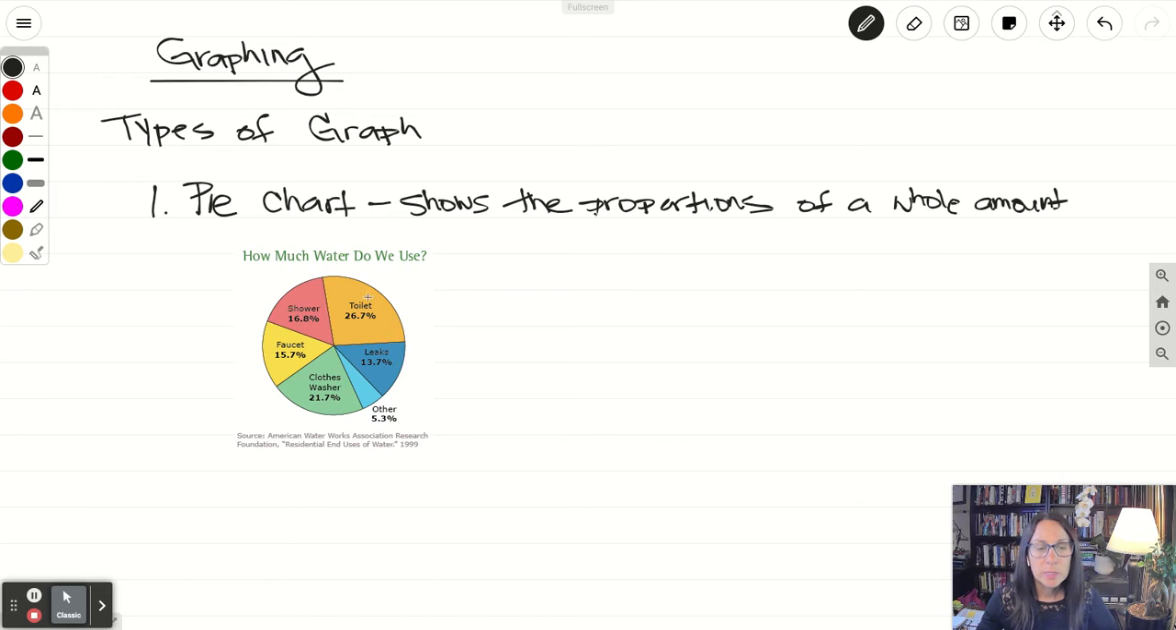And so you could see in this orange section, the toilet uses 26% of the water, and then the red is the shower, which uses 16%, faucet is 15%, washing your clothes 21%, leaks are 13%, and others 5%. And so by looking at something like this, you can see right away what is the biggest proportion, what is the smallest proportion. So you can get some quick information by using a pie chart if you have different amounts of a whole.